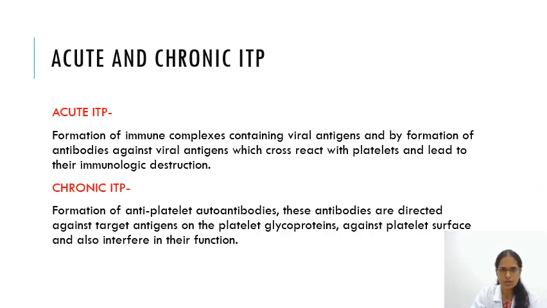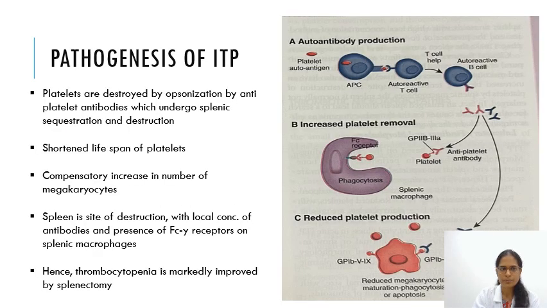So acute and chronic ITPs. In acute ITP, there is formation of immune complexes against viral antigens, forming antigen antibody complexes. These antigen antibody complexes cross react with platelets and lead to their immunological destruction. In chronic ITP, antiplatelet autoantibodies are formed which are directed against platelet glycoproteins, mostly GP2B3A, and they interfere with their function. So this is the pathogenesis.